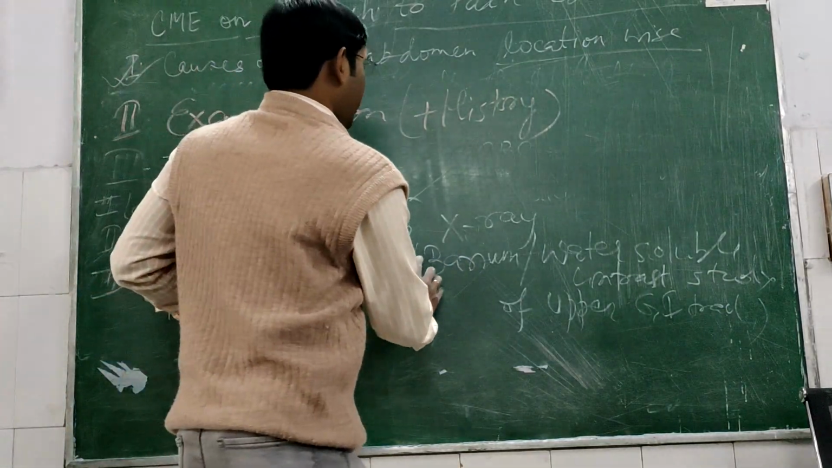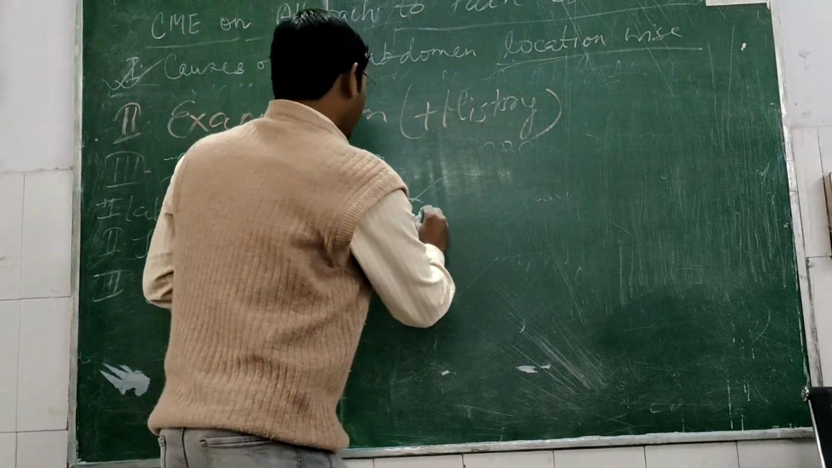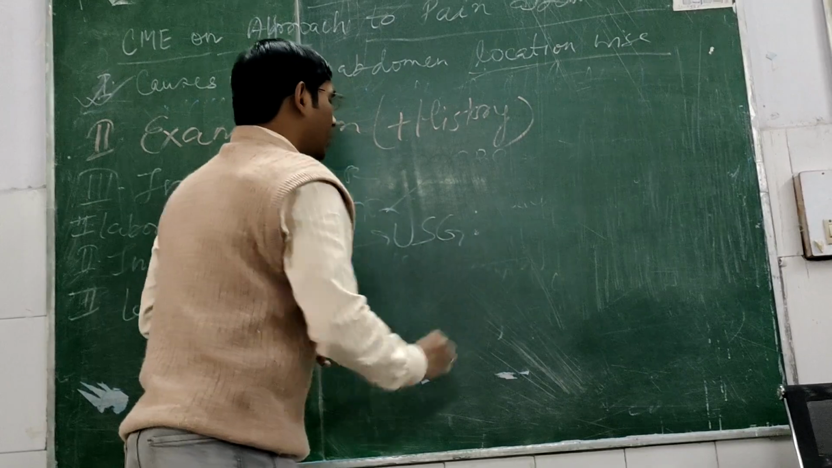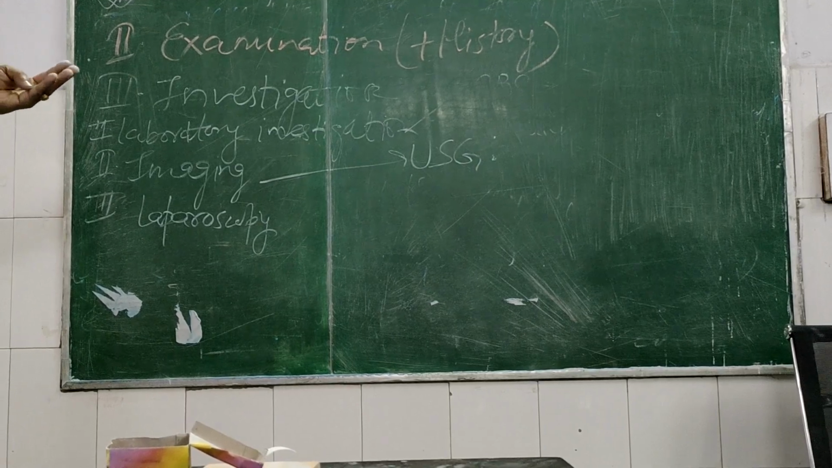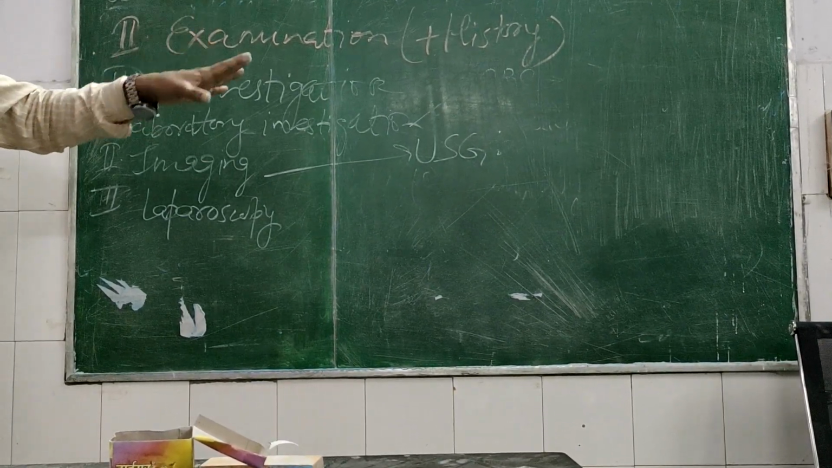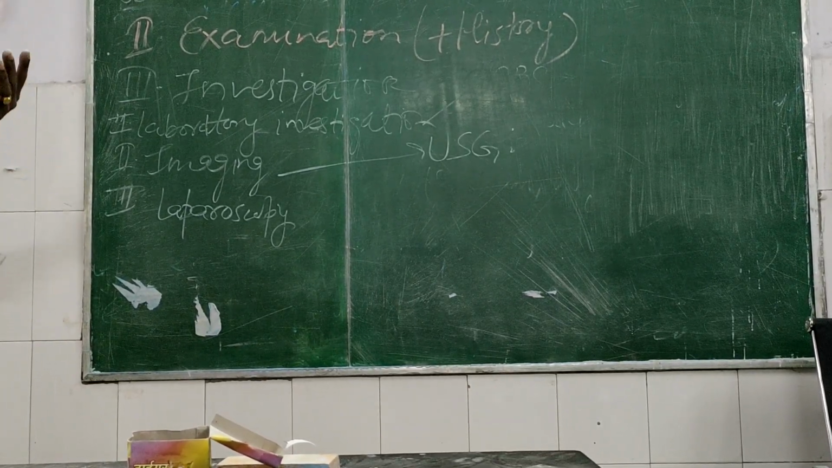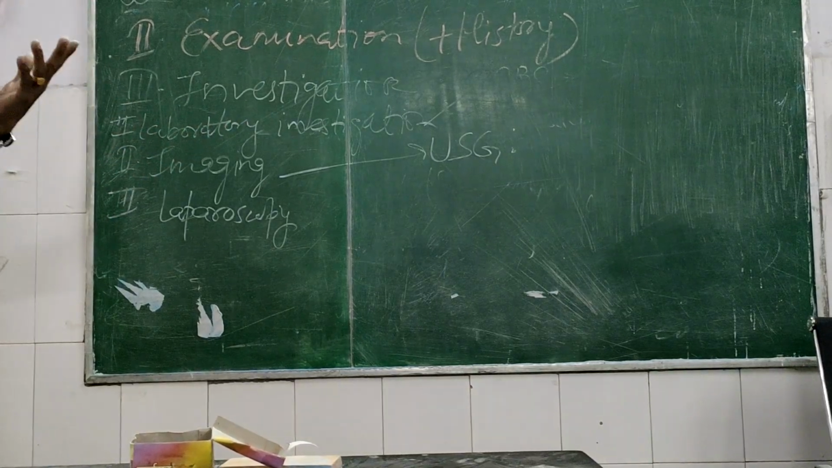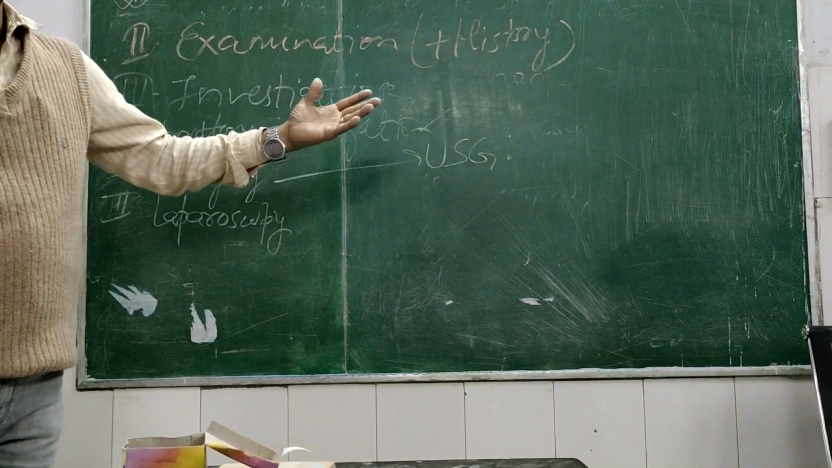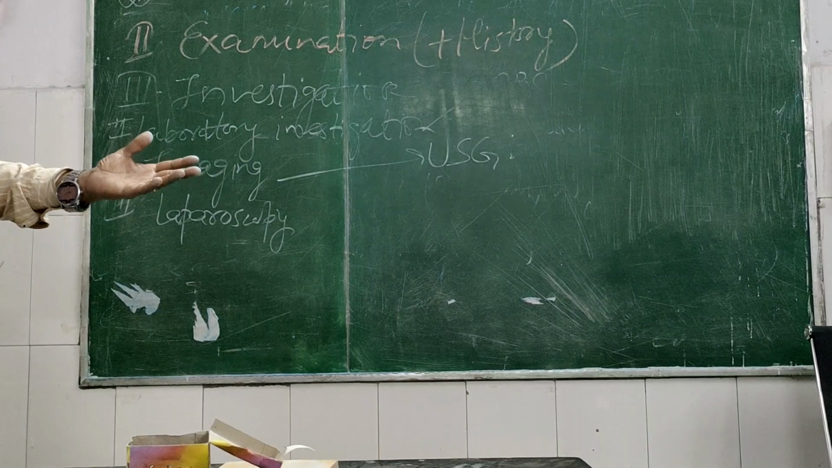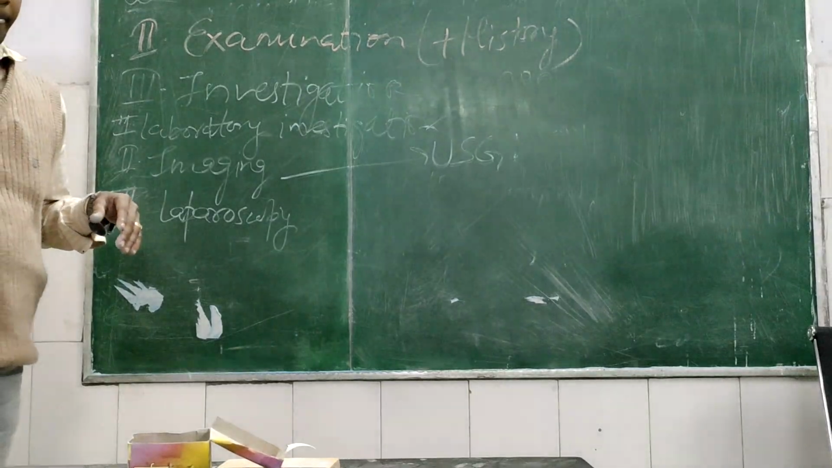Now the next thing will be USG. As we know, USG can delineate an enlarged gallbladder, gallstone, an enlarged pancreas, an ovarian cyst, and it can delineate ectopic pregnancy. So these are the important things that USG does.